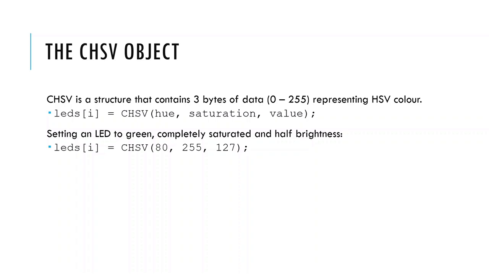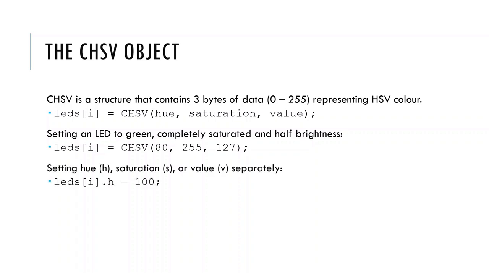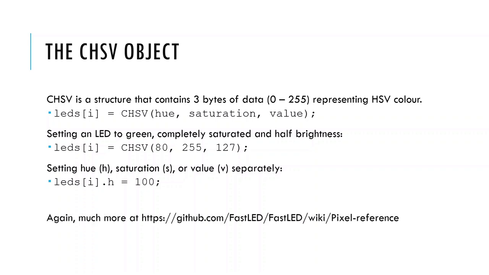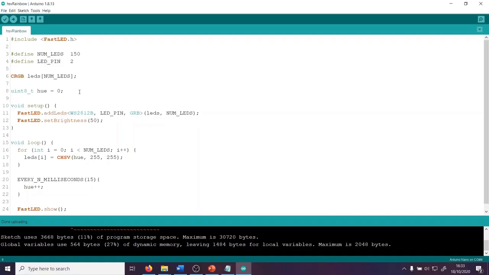We can also set the parameters separately using .h, .s, or .v. Again, there's loads more methods for talking about color and converting between HSV and RGB and all sorts of other stuff. And if you want to find out a bit more about that, which I really recommend you do, have a little look at that link. Now we have control over those parameters, we can do some more interesting things with our strip.